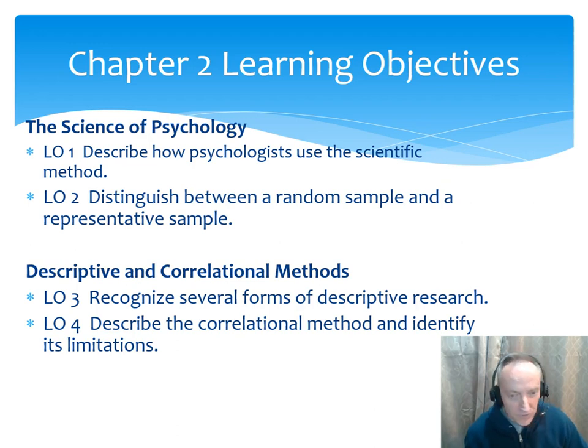So in this chapter, again, focus on the learning objectives. I'll call your attention to them as we talk about them in the lecture. So we're going to talk about what the scientific method is and how it applies to psychology. We're going to learn about some terms and concepts like sampling. And then we're going to talk about different levels of research. So descriptive research, correlational research.